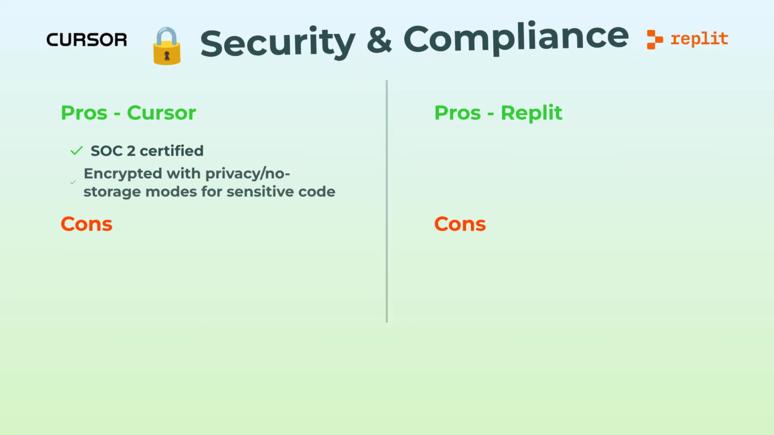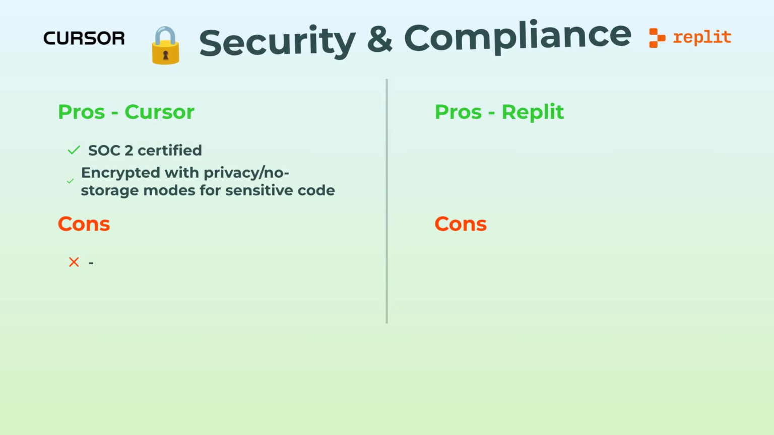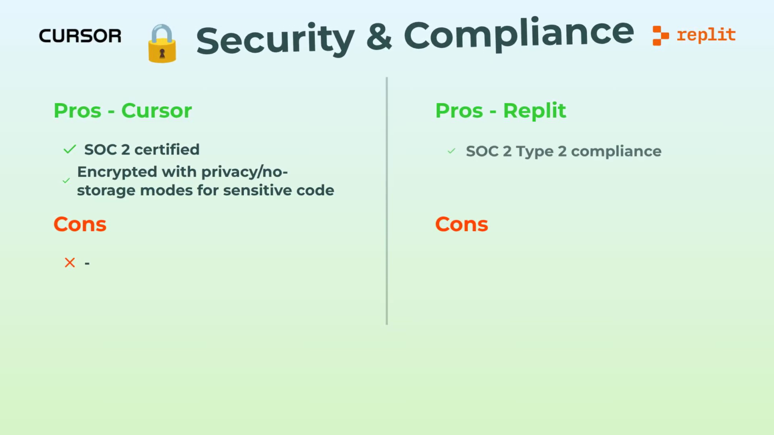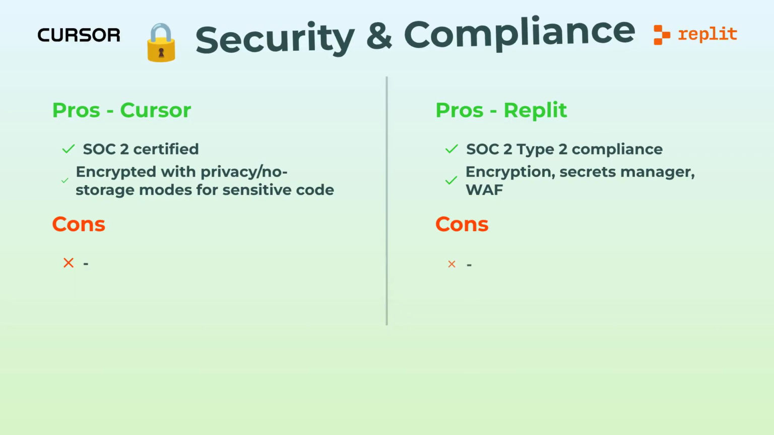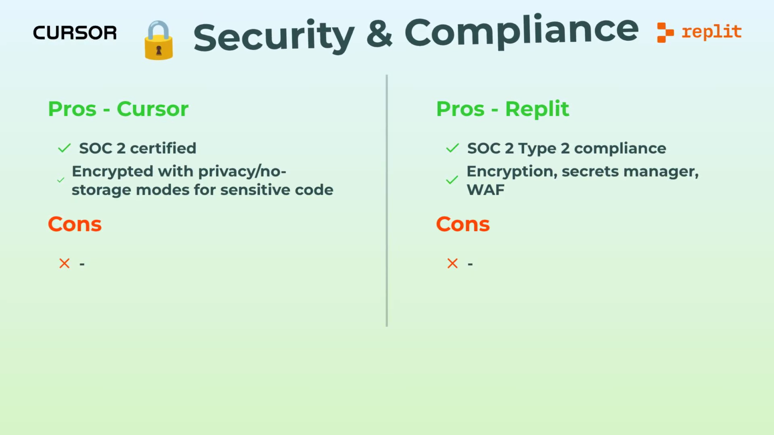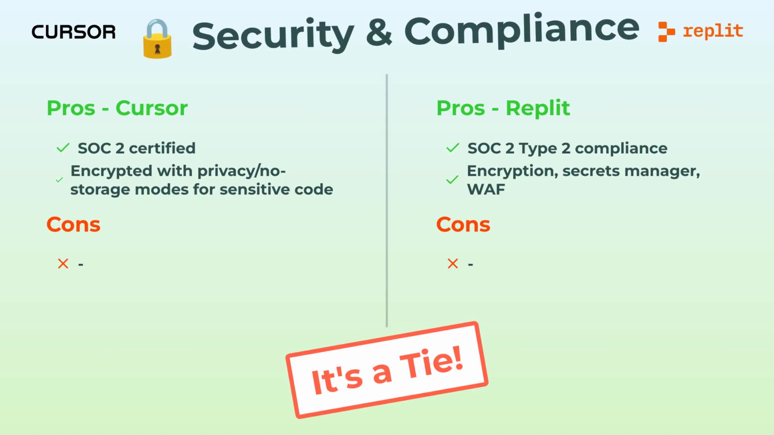Security and compliance. We gotta cover this, right? Both Cursor and Replit bring serious game here. Cursor's SOC 2 certified and gives you privacy-first, encrypted, no-trace modes for sensitive stuff. Replit is also SOC 2 Type 2, does encryption, secrets manager, the whole protection toolkit. So you know what, for this round we're calling it a tie, not much to nitpick.